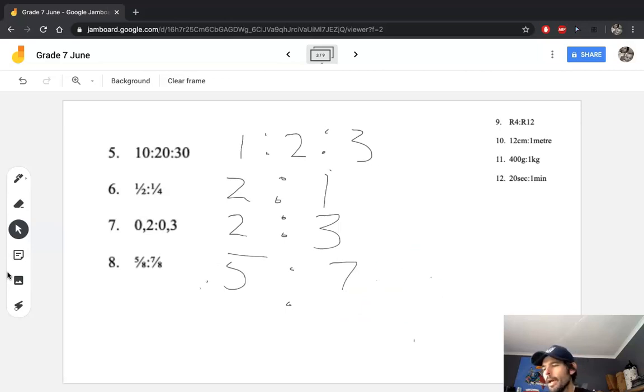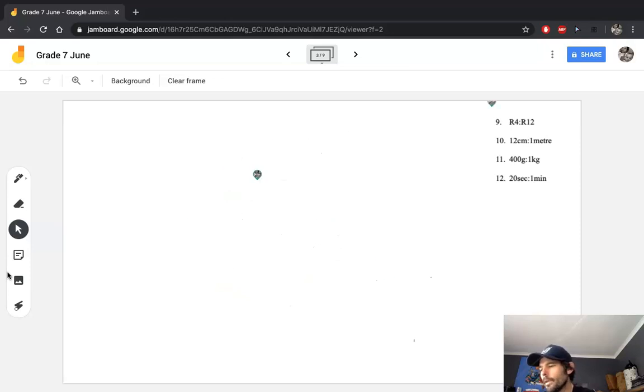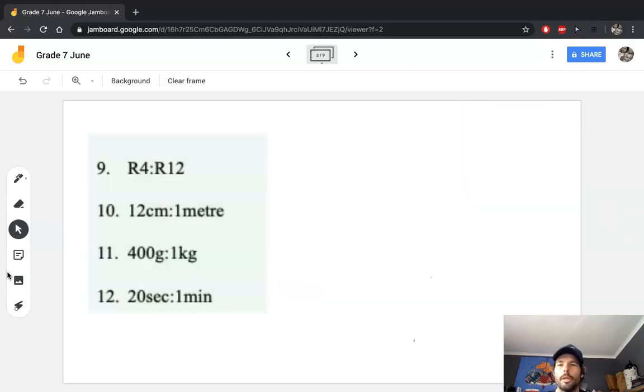Okay. Right, let's get rid of this and go through the last 4. Pull those over. There they are. Okay, so here it's all about the units that the amounts are in. So number 9, they're both in rands. So pretty straightforward, both in the 4 times table. So my ratio here is going to be 1 rand is to 3 rand. Okay. For question 10, I'm going to change the 1 meter into 100 centimeters.